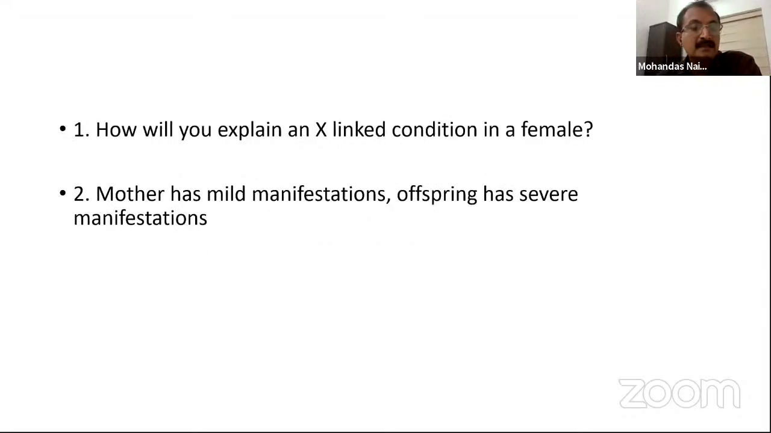And another situation is where the mother has mild manifestations and the offspring has severe manifestations. The well-known example is conditions with triplet repeat expansion, where with each generation the severity increases. That phenomenon is otherwise called anticipation. The well-known example is congenital myotonic dystrophy, where usually we diagnose the problem in a newborn who is born floppy and ventilator dependent. And when you carefully examine the mother, you can see some manifestations of the disease, which was not diagnosed till that time.